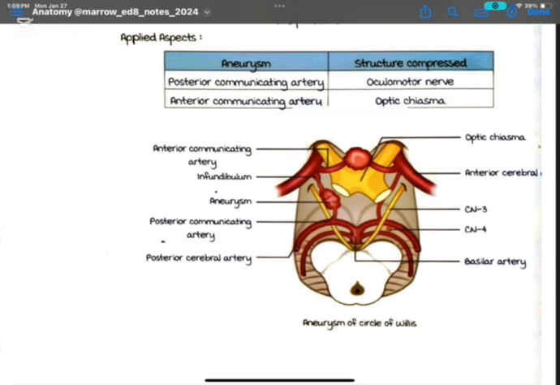Aneurysm in the circle of Willis. Starting from the front, this is the anterior communicating artery attached to anterior cerebral artery, showing aneurysm in posterior communicating artery, which is attached to posterior cerebral artery and then basilar artery. Aneurysm in anterior communicating artery is compressing optic chiasma, while aneurysm in posterior communicating artery is compressing oculomotor nerve.